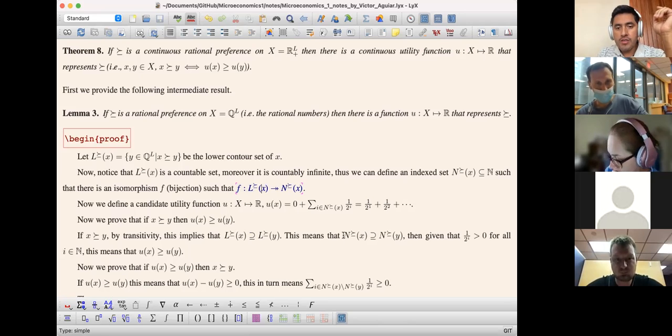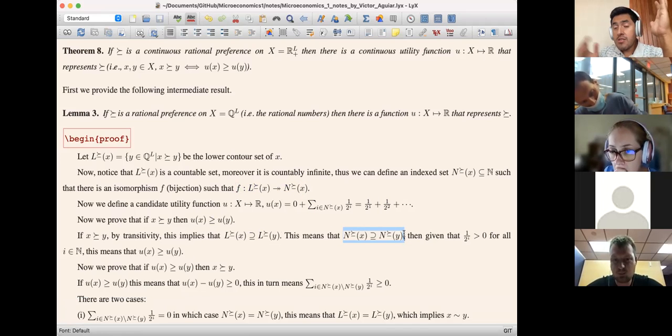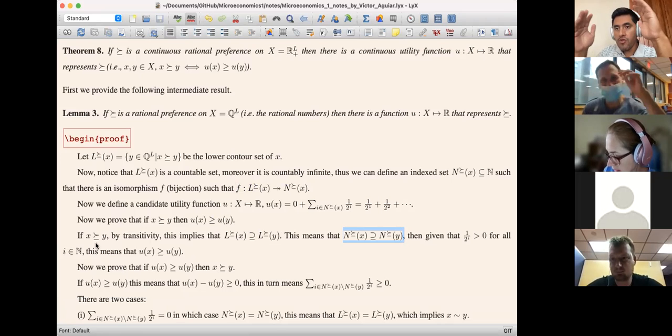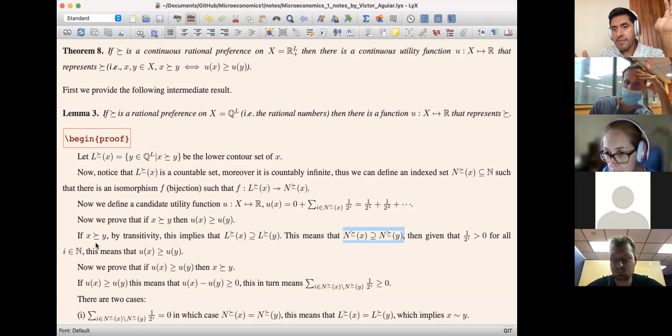So now let's go to this sentence. This only means that if X is above Y in the rank, it means that there are more vectors below X than vectors below Y. Do you agree with that statement?